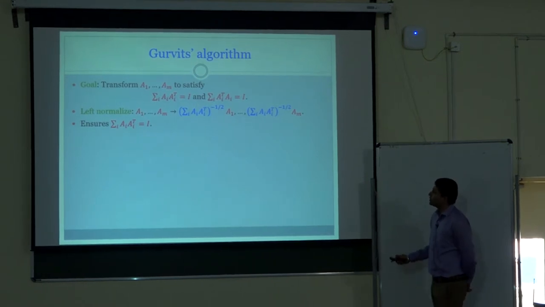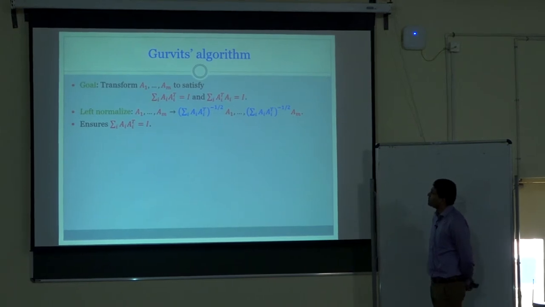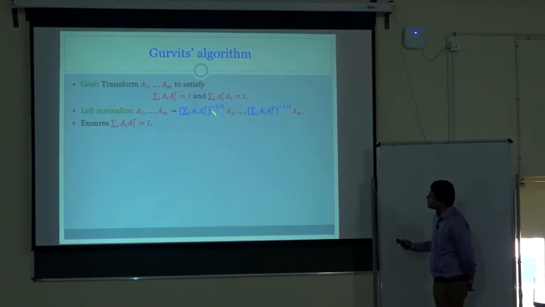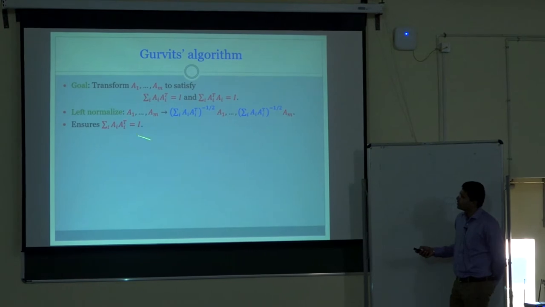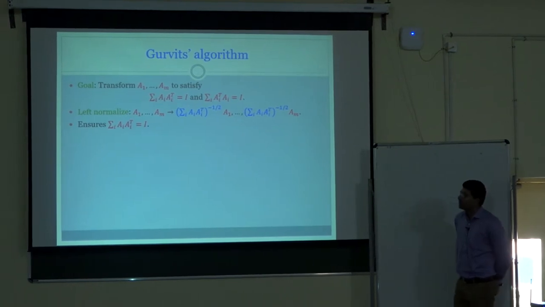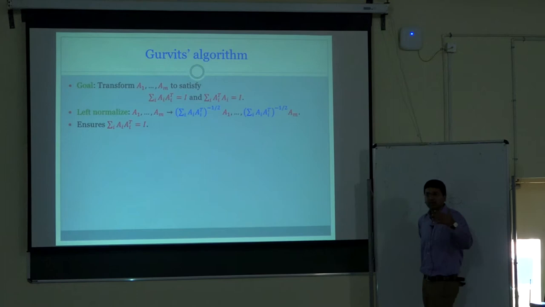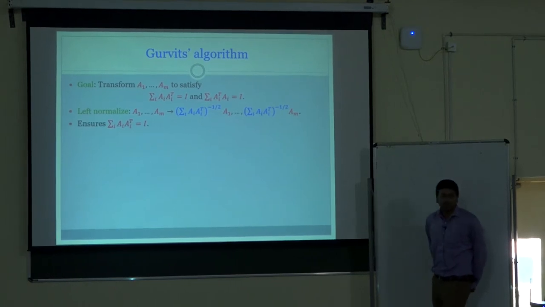So we have this operation called left normalize, where you multiply on the left the matrices A1 to AM by the inverse square root of the sum over i of AiAi transpose, and then you can verify that the first condition will be satisfied. So you just multiply on the left by the inverse square root of the sum that you want to be identity, and this ensures the first condition is satisfied. This is similar to multiplying the rows on the left by the inverse of the row sums.